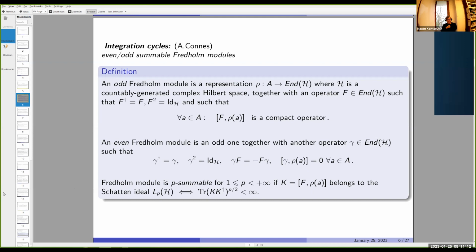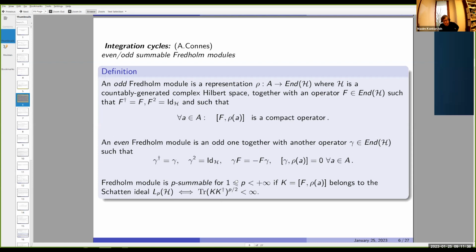One needs some notion of summability. Choose some real parameter p from one to infinity. It's something like the dimension of the integration cycle. You put the condition that all these commutators, which are compact operators, in fact belong to Schatten ideals. It means that you take the trace of K K star, the positive definite operator, to the power p over 2, and that will be trace class.